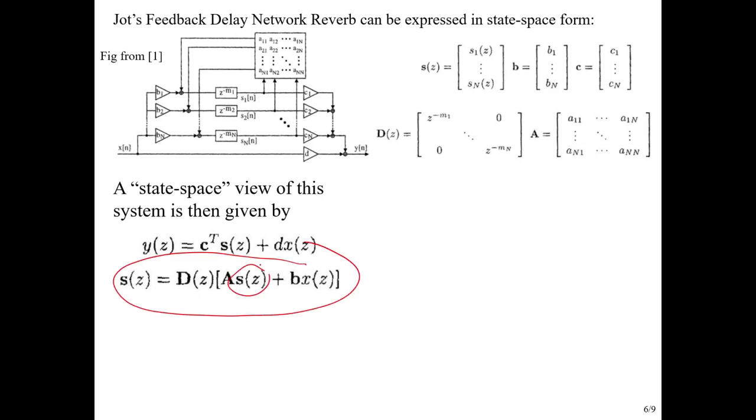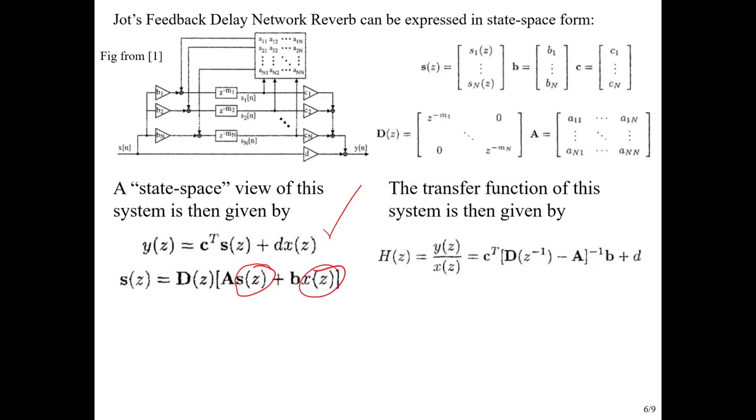So here's the state, just written in the Z domain. The D of Z interacting with the A gives us the matrix that maps S of Z to S of Z. And then we have our input, and then we have our output form. So this is a little generalization of what we saw, and I won't go through the details.